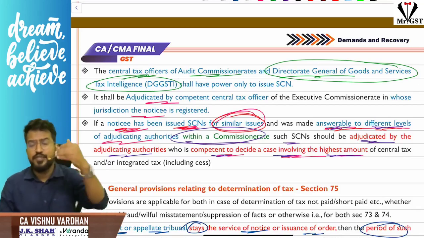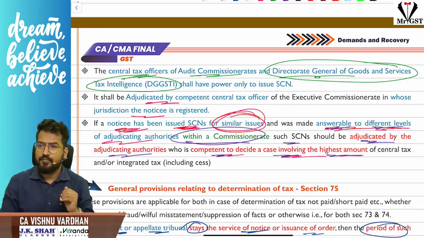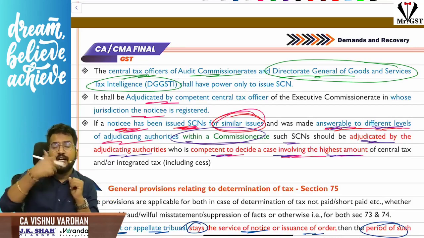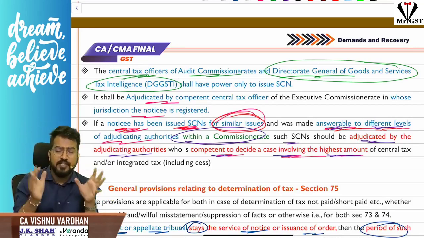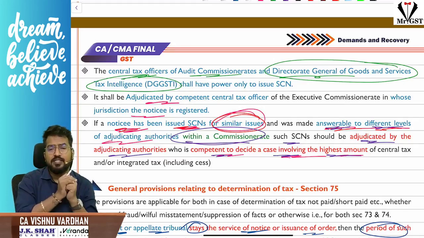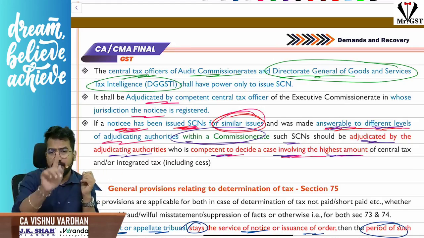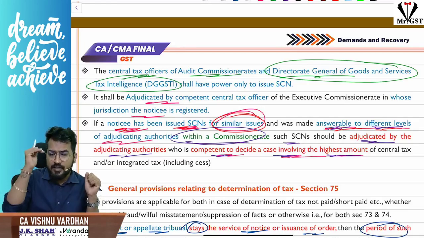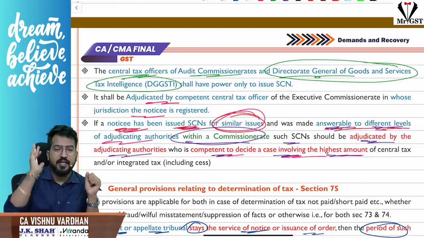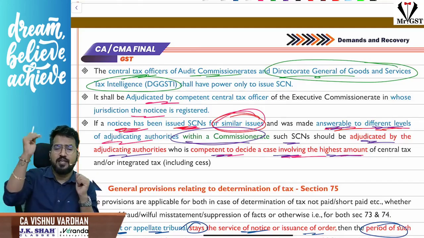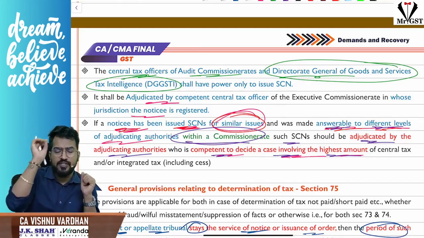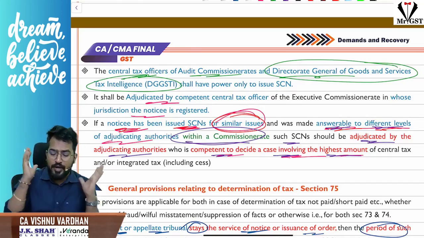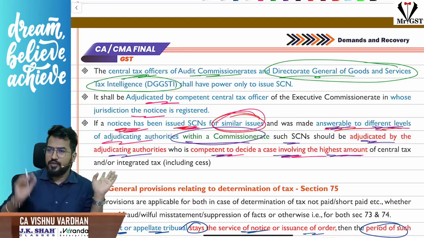Sir, if different show cause notices have been given, in such a case he is made answerable to different adjudicating authorities within the same commissionerate. So who should take this up? Now, see, for all the show cause notices, he will be made answerable only to one adjudicating authority, that is nothing but the one who has the charge of the highest tax involved. That means whichever notice has the highest tax, that officer will adjudicate all these things. So that officer will be the one point of contact for the taxpayer, right? That is the concept.